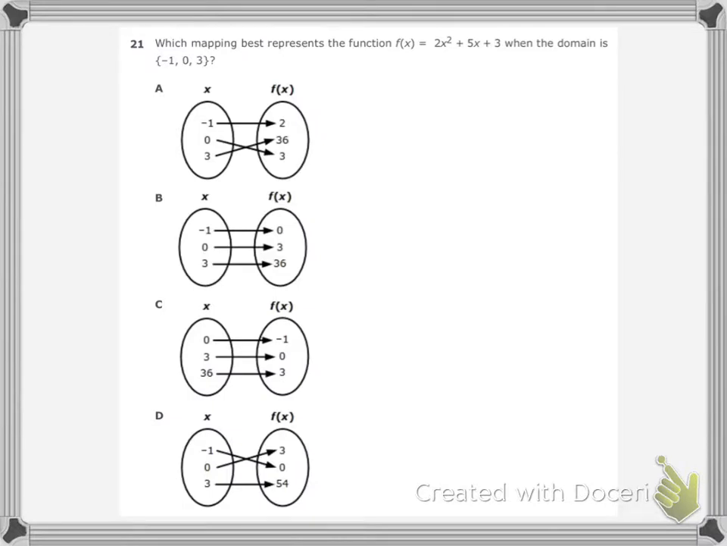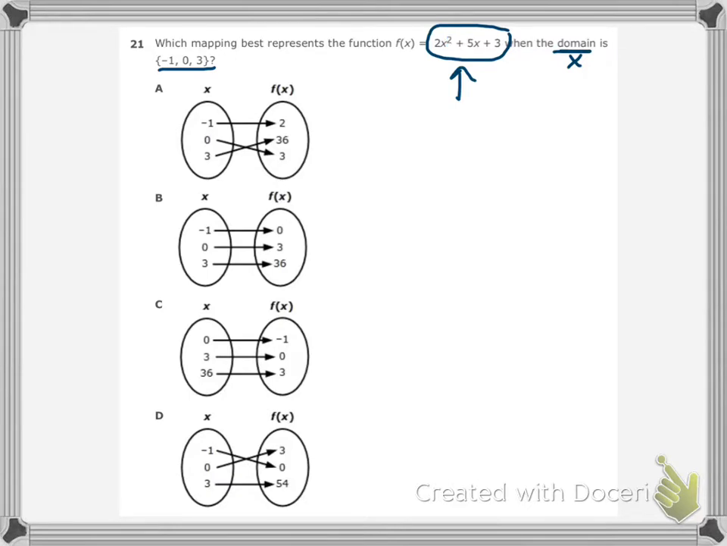All right, last one. Which mapping best represents the function f of x equals 2x squared plus 5x plus 3 when the domain is -1, 0, and 3? Domain, those are your x's, right? So what you're going to do, the easiest way to figure this out is go to your calculator from the home screen, press 1 for document, 1 for new document. When it asks you if you want to save, press no, 2 for add graphs, and then you're literally going to type this in. Remember the little squared button is right next to the 4.